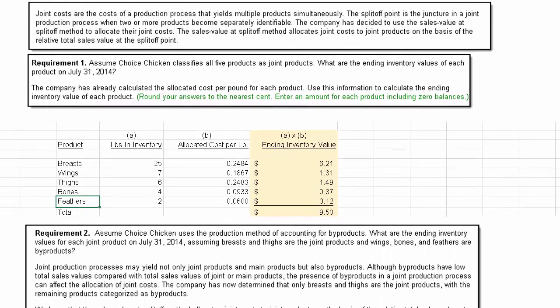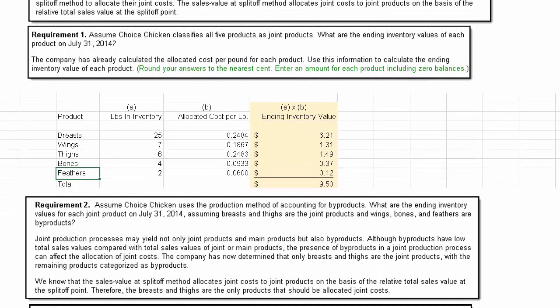Then requirement 2 says, assume Choice Chicken uses the production method of accounting for byproducts. What are the ending inventory values for each joint product on July 31st, 2014, assuming breasts and thighs are the joint products and wings, bones, and feathers are byproducts?